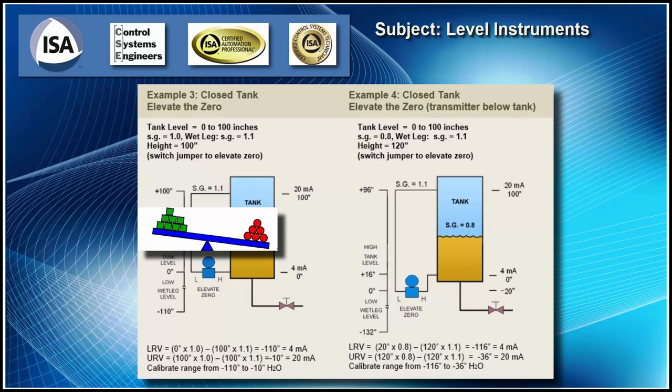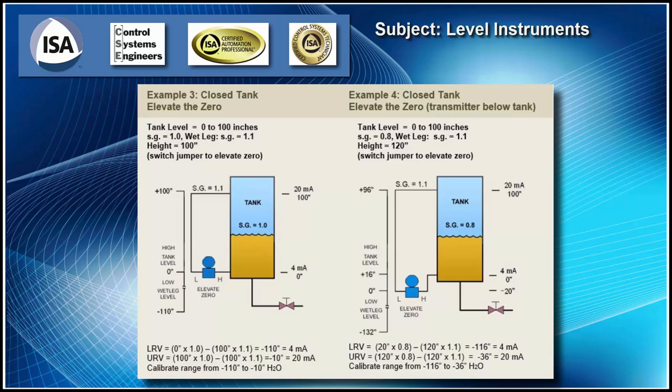So let's do our calibration. So our lower range value will be the high side minus the low side. So we got 0 inches in the tank on the high side times the specific gravity of 1, minus 100 inches on the low side, the wet leg, times the specific gravity of 1.1. So this equals minus 110 inches. So minus 110 inches equals our 4 milliamps.